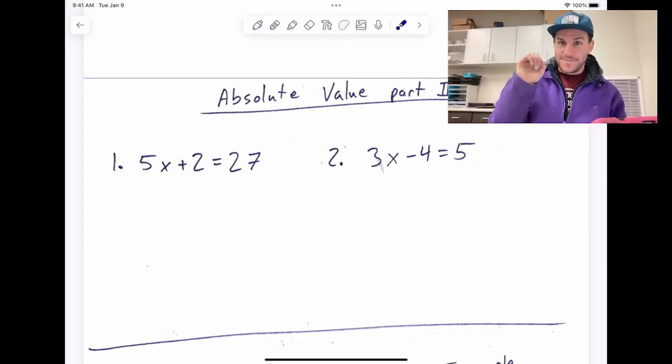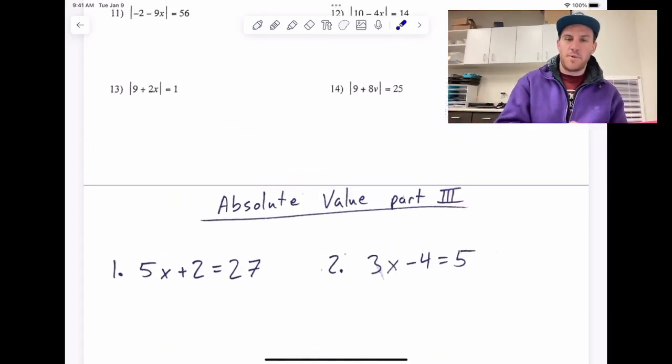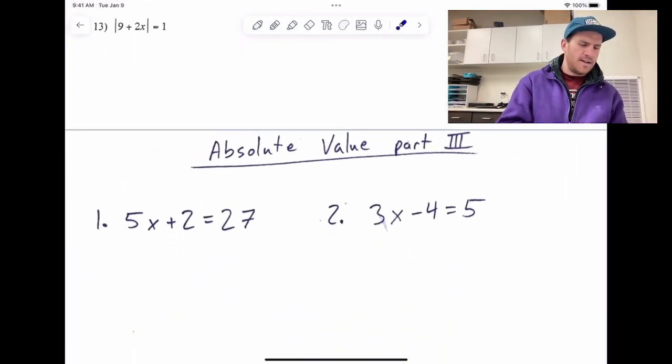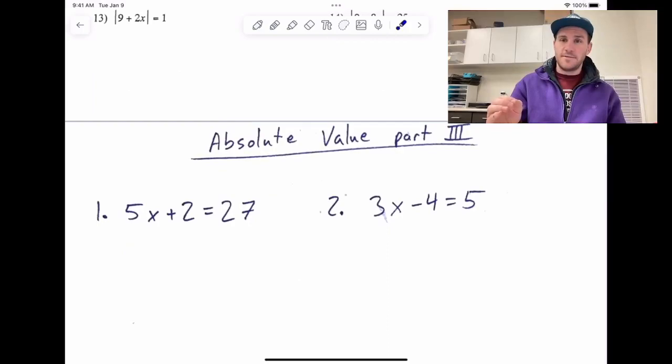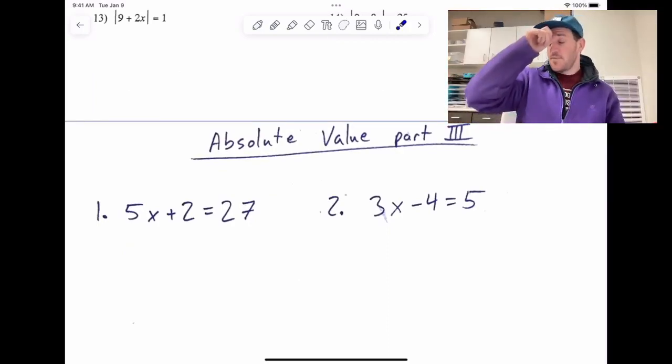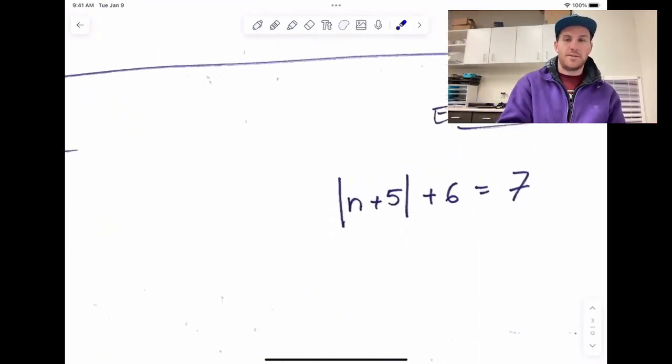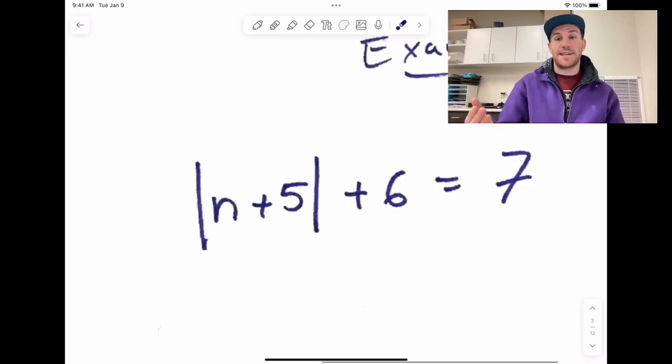Anyway, let's talk about multi-step absolute value. This is absolute value part 3. This is the final episode of absolute value, okay? And the main idea of today is we're going to figure out how to solve absolute value equations that look like this, where we've got something outside of the absolute value bars, but on the same side of the equation, okay?